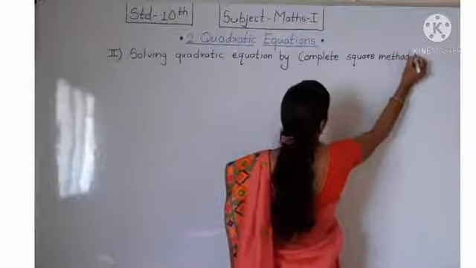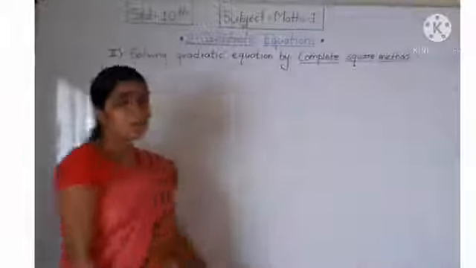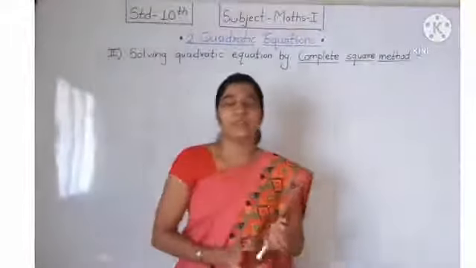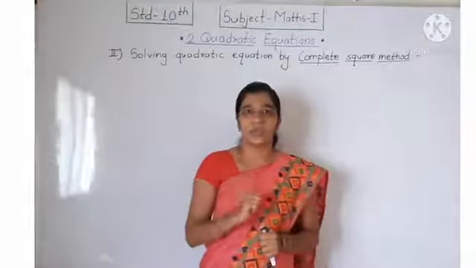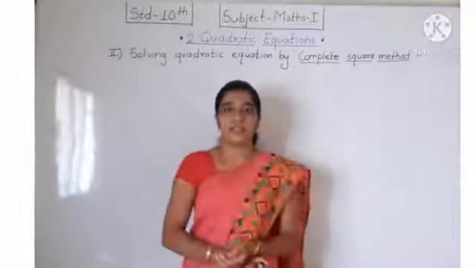What is this method, the complete square method? We will solve a quadratic equation by the complete square method, which means we have to make a complete square. How do we make it? We will see with the help of an example.